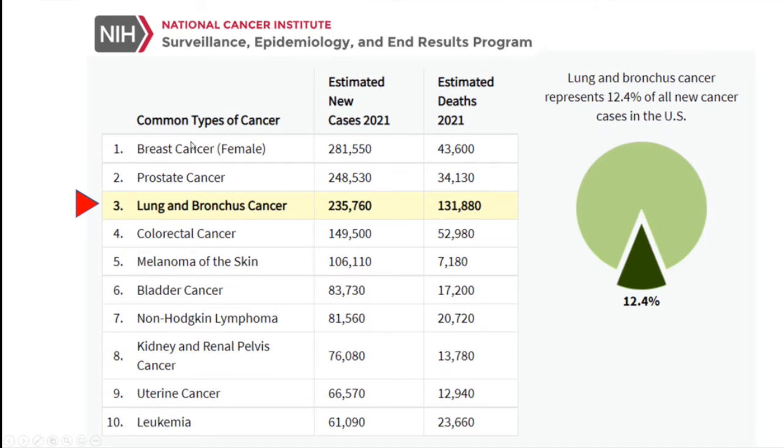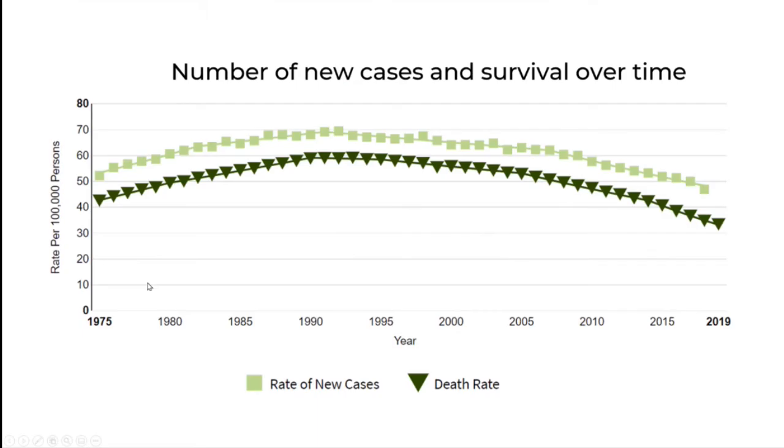So as you see here, lung cancer is the third most common type of cancer. And in 2021, a little over 235,000 cases will be diagnosed. However, among all these types of cancers, lung cancer is the leading cause of cancer-related death. So it is the most deadly type of cancer. And it represents about 12.4% of all new cancer cases diagnosed in the US.